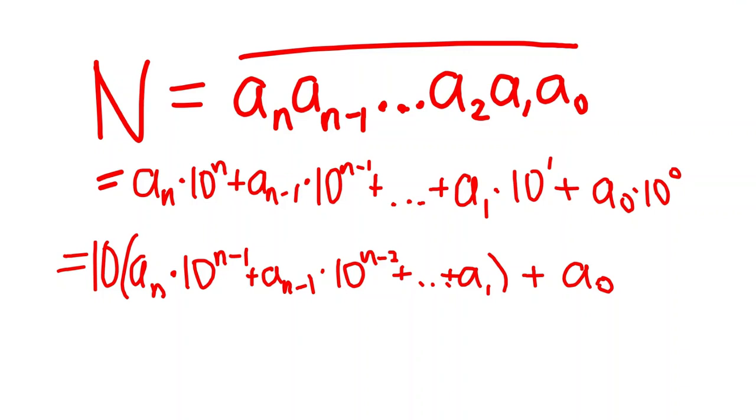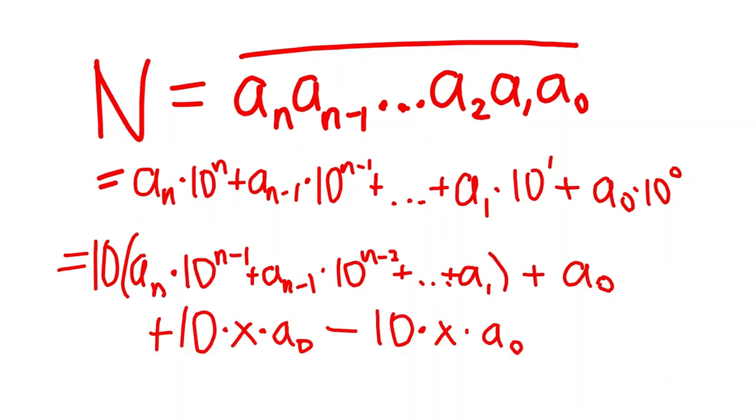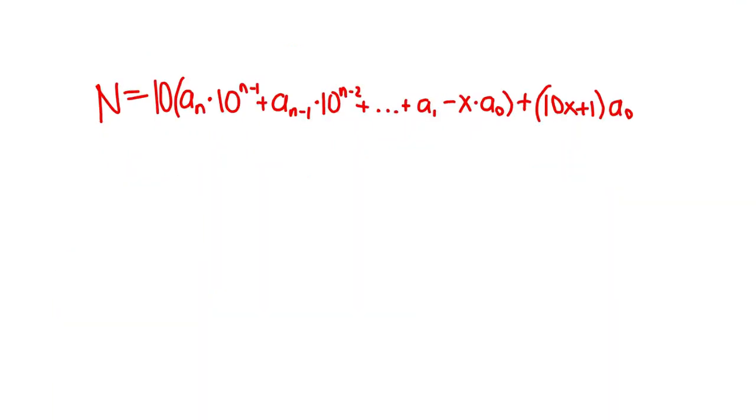Now this step might seem useless at first, but we'll now add 10 times x times a sub 0 and then subtract 10 times x times a sub 0, where x is just some arbitrary constant, which will be sort of important in the future. Effectively, all we've done here is just add 0, so the expression has the same value as before. We can rewrite the expression a bit, which will give us 10x plus 1 times a sub 0 at the end. Let's assume that 10x plus 1 is a multiple of 7.